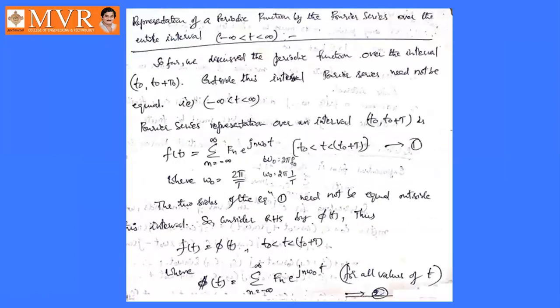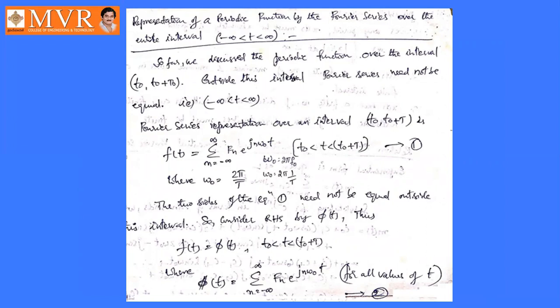Next, we will see the representation of the periodic function by the Fourier series over the entire interval, that is from minus infinity to infinity. So, representation of the periodic function m of t by a Fourier series over the entire interval. Okay, this we'll see in the next class.